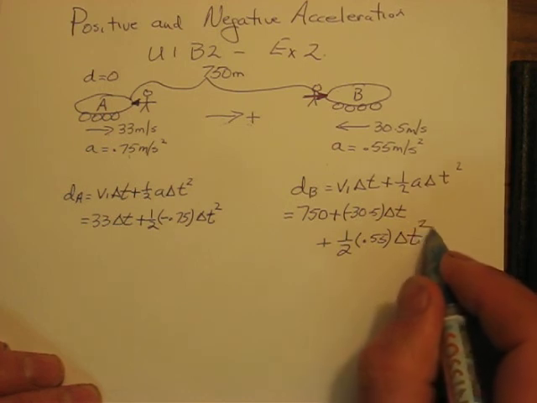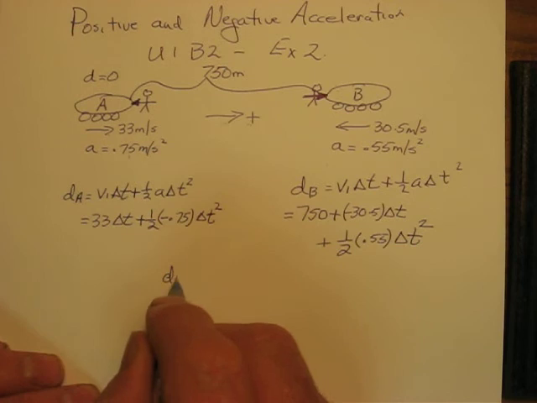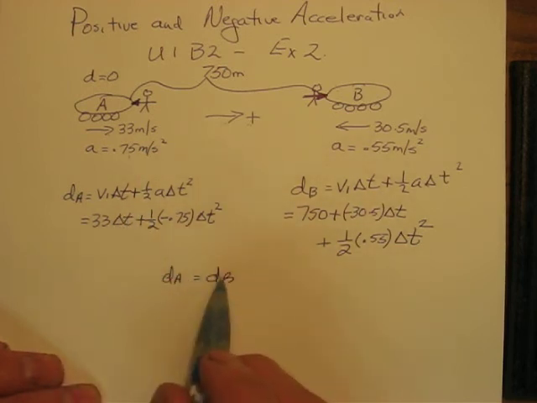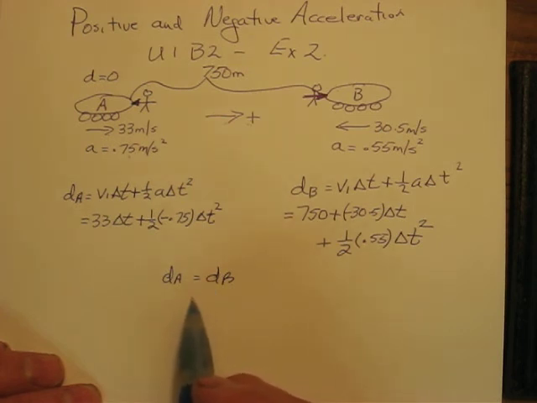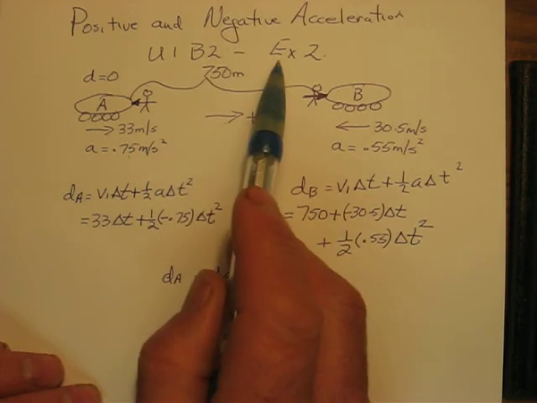times delta t squared. Now, to finish off the problem, we simply let dA equal dB, substitute in what dA and dB are into the equation, and solve for delta t. You'll end up with a quadratic. You can see the full solution in Unit 1, Section B, Activity 2, Example 2.